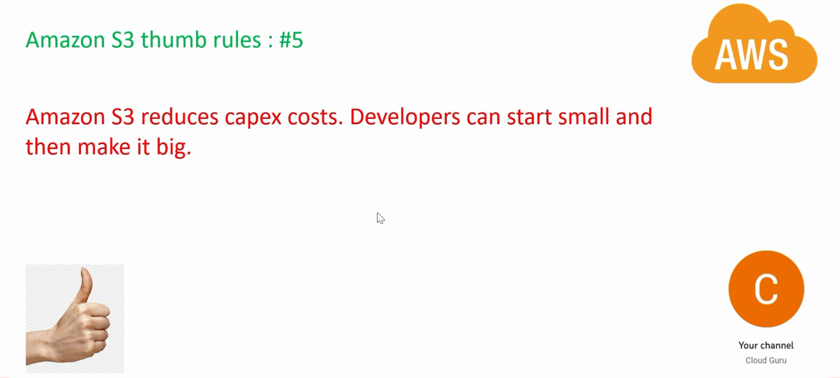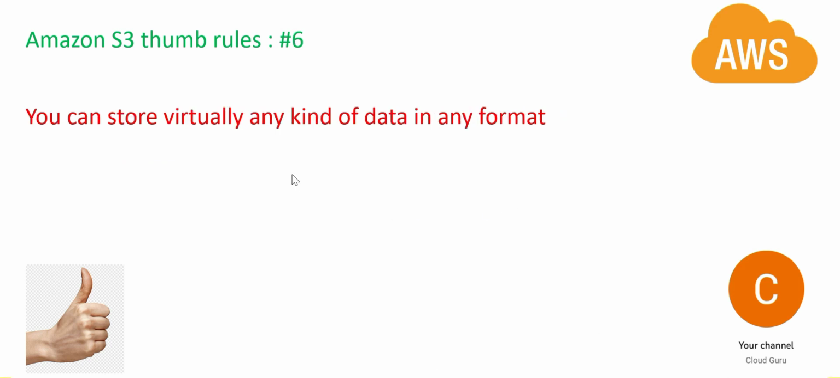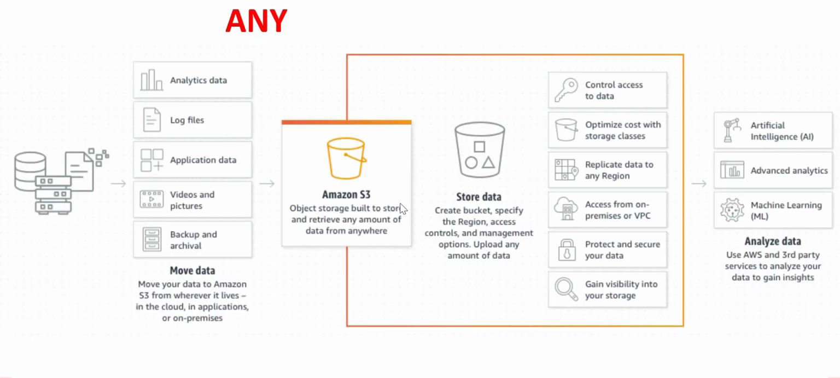So if they become big, the scale up is easy and faster. They do not have to wait for months to procure hardware and ship it from somewhere. They can do it in hours. So you can virtually store any kind of data in any format. Like we saw in this diagram here, S3, you can store any type of data. You see these sets, there are some videos, pictures, some archive files, log files, some analytics data, application data coming from a database, and so on.